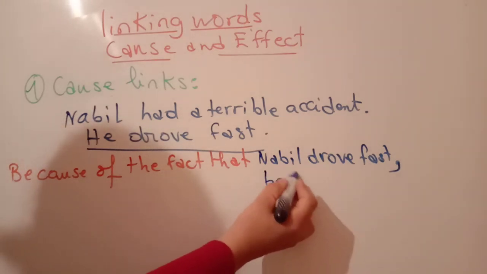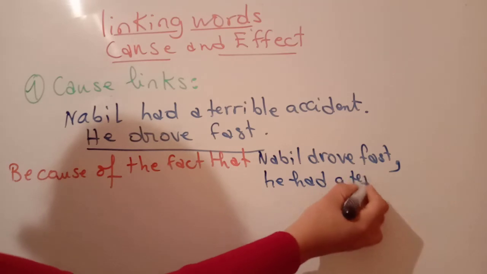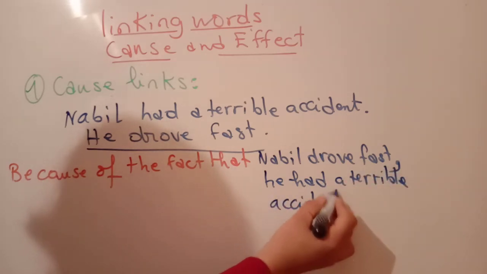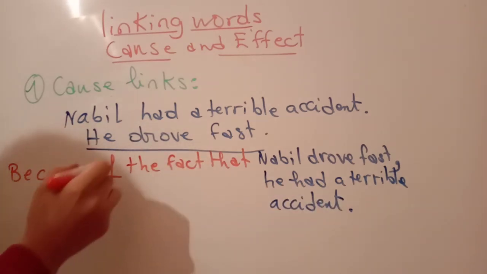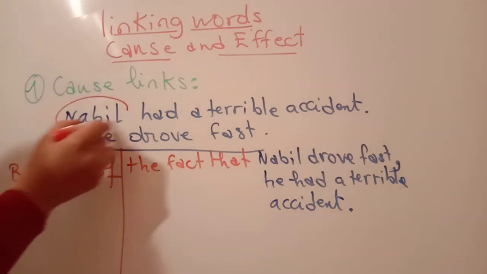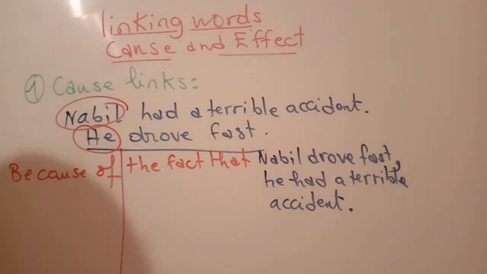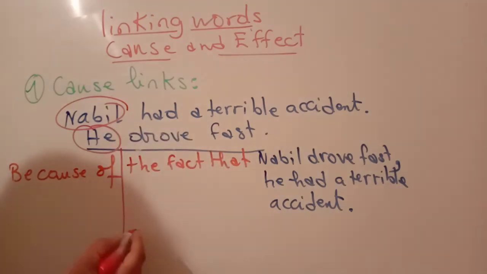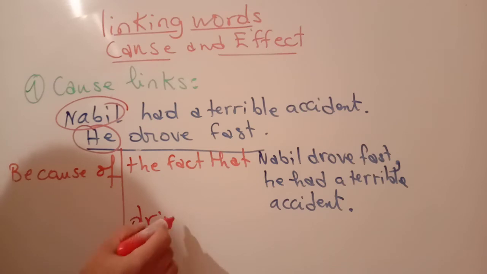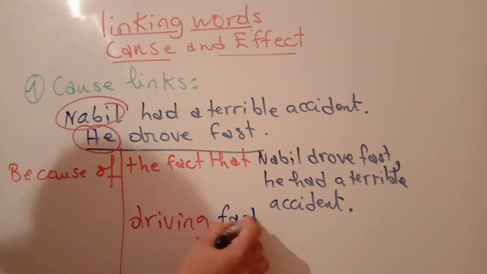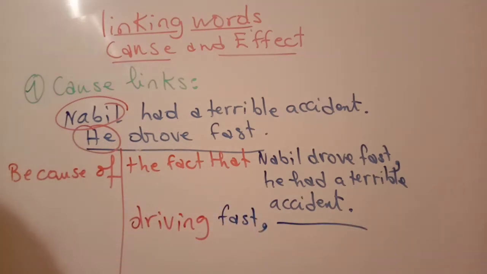He had a terrible accident. Right? Or I can use the second possibility, which is verb ing, because I have the same subject. What is the verb in the cause sentence? It is drove. So here it's in the past. I have to provide the infinitive form. Drive, driving. So because of driving fast, comma, and then you write the effect sentence.